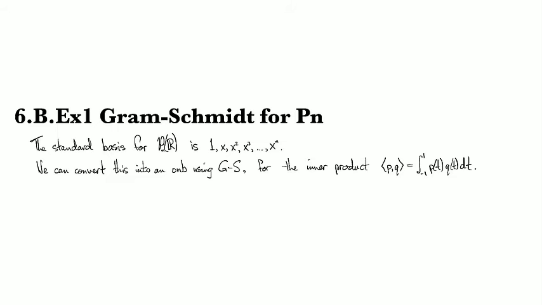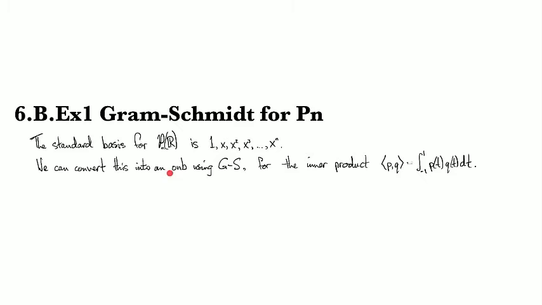All right, so we're going to look at the polynomials with real coefficients of degree n or less. The standard basis for these is just the monomials x to the k, where k ranges from 0 up through n. We're going to convert this into an orthonormal basis using the Gram-Schmidt procedure.